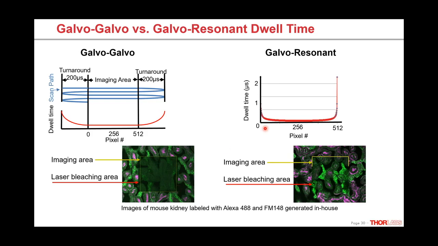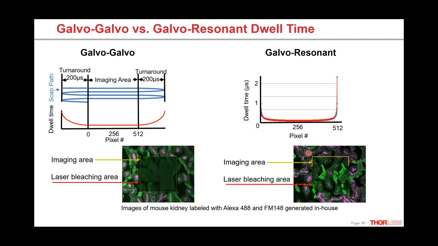Now, a galvo-resonant scan pair has a different set of considerations and issues. Because it's moving in a sine wave pattern, the dwell time is very uneven across the field of view. This is an example of a 512 by 512 image taken with an 8 kilohertz resonant scanner. The dwell time in the middle of the field of view is about 0.1 microseconds, and you can see the dwell time on the edges is over 2 microseconds, or over 20 times longer.